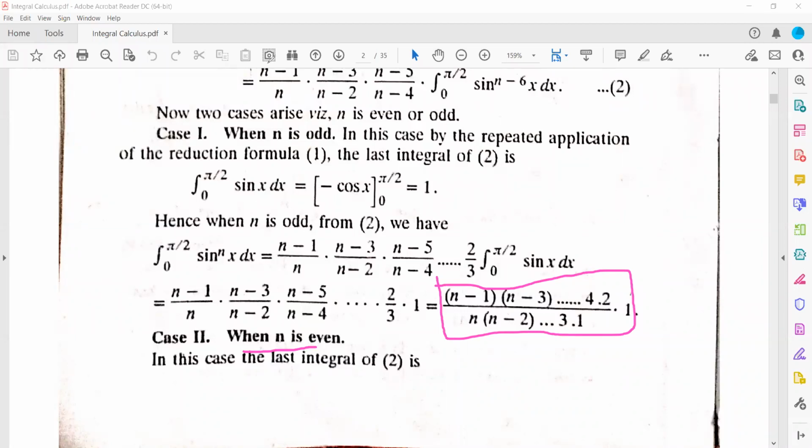So can you tell me, if you are considering n is even, then what will be the power of sine in the last term? Because the power of sine decreases by 2 in every step. So in the last term, say I am taking n equal to 14, an even number. What will be the power of sine in the last term? Can you tell me anyone?